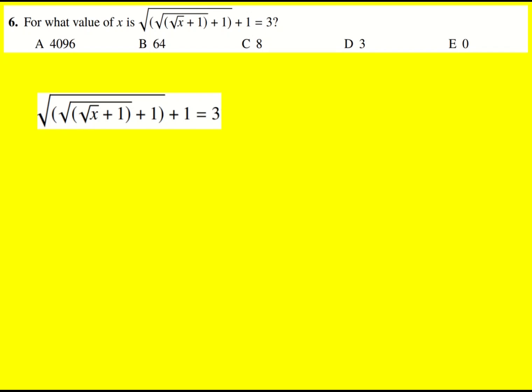The first thing we're going to do is minus 1. We'll do it to both sides. And now we're going to square. Like if you had square root of x equals 10, you would square to give x equals 100.